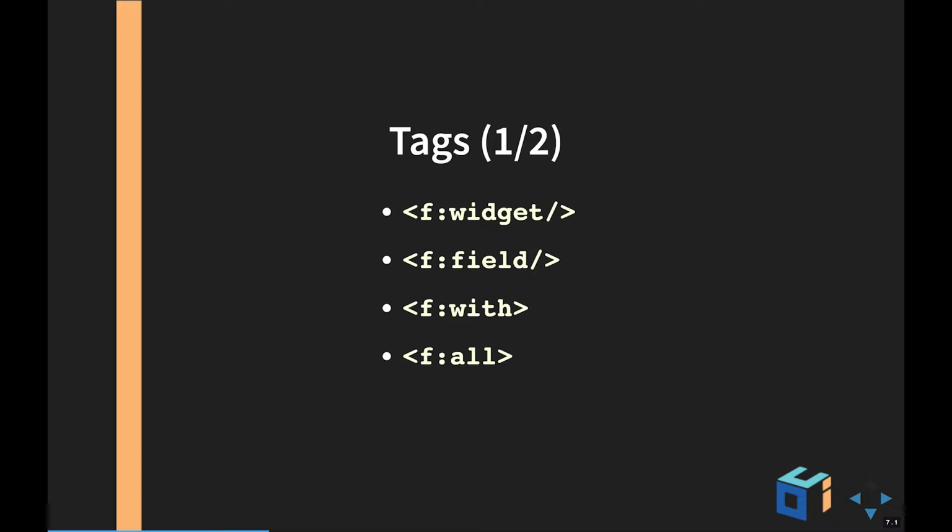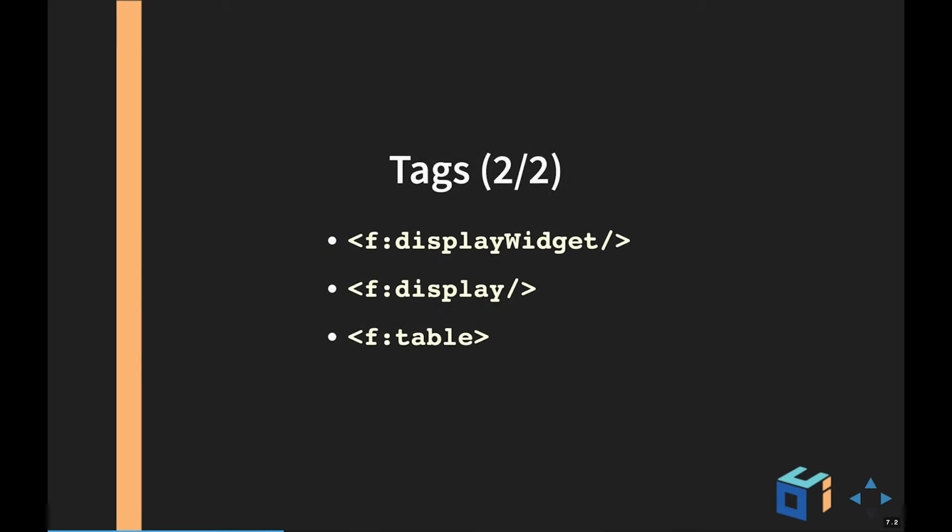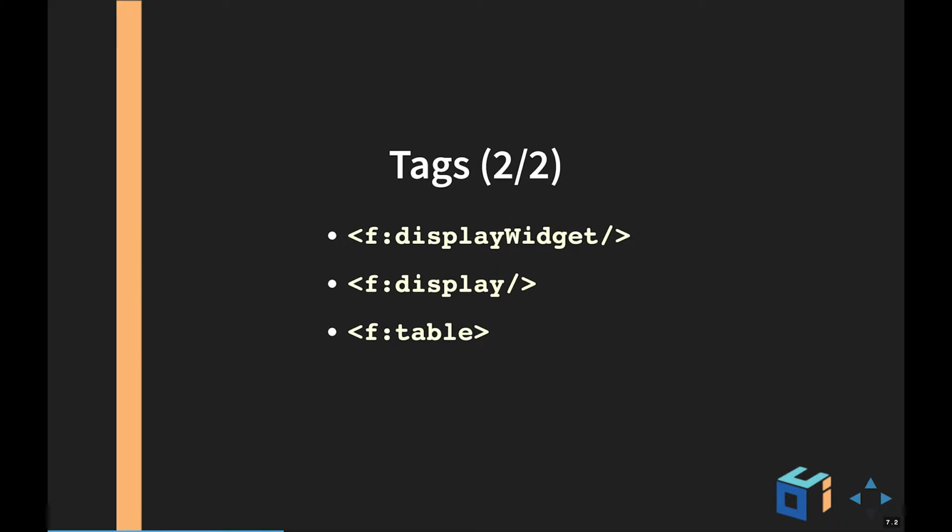And f:all is just let the fields plugin output all input elements from a domain class. It doesn't work on other beans, it only works on domain classes because there are some features in Grails that allow you to introspect what the persistent properties are available on a domain class. So that was the input side of it.